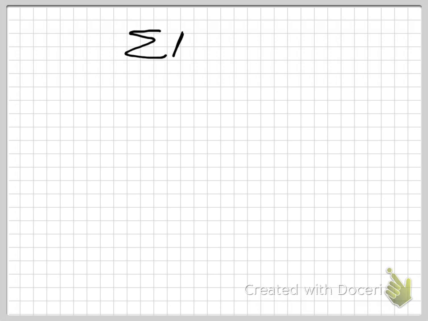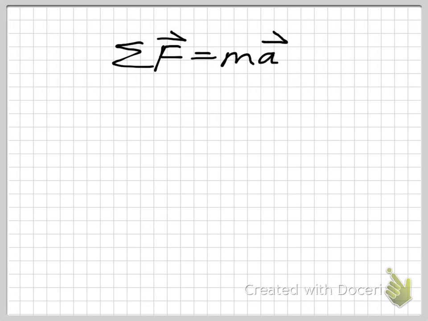So I have sigma F. Let me make my arrow. Sigma F equals MA. And on the next line, I'm not going to worry about the arrows because my pluses and minuses are going to tell me my directions. So I have the force acting in the x direction minus the force of kinetic friction equals mass times acceleration.